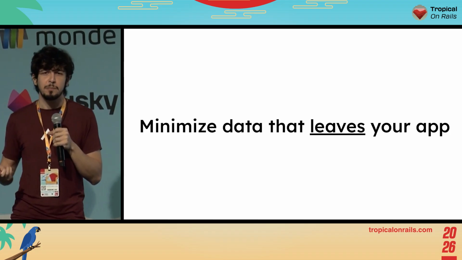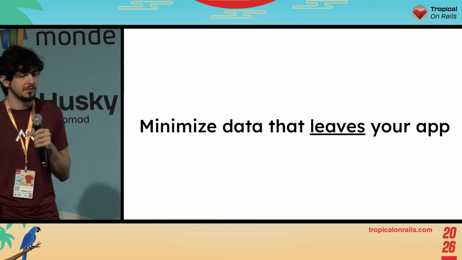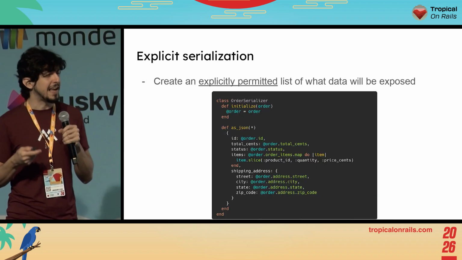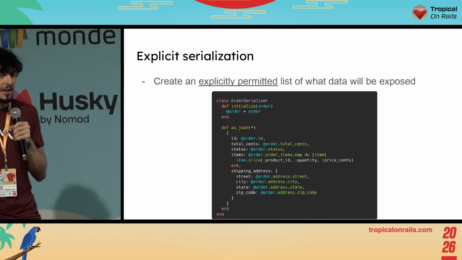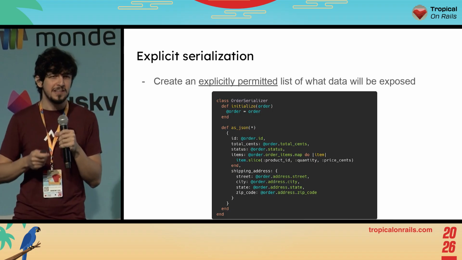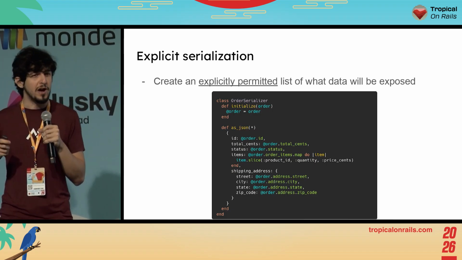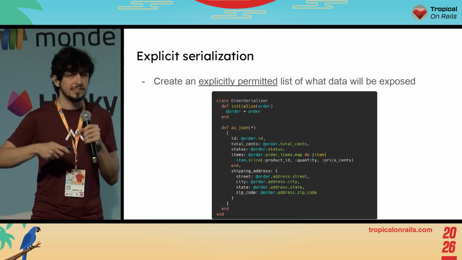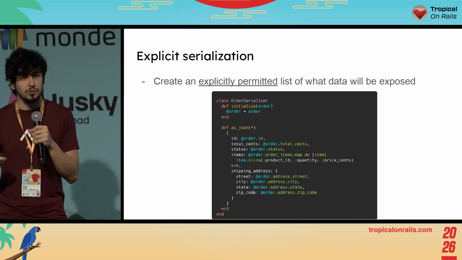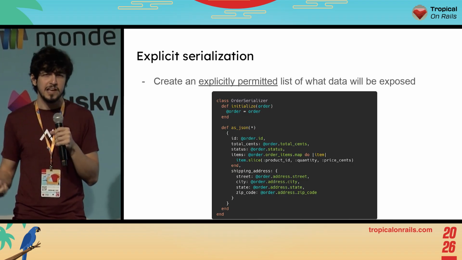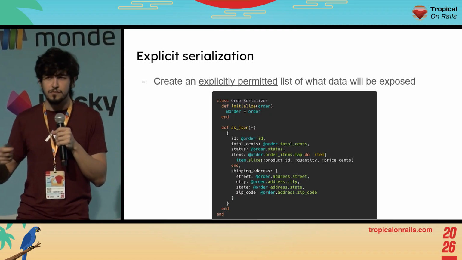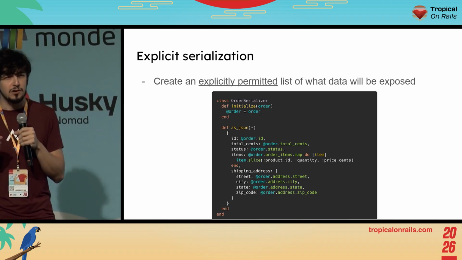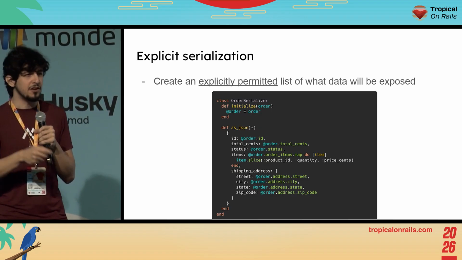After minimizing what enters your app, it's also important to minimize what leaves your app. The main way to do that is using explicit serialization. If you're going to send some data outside of your application at some point, create an explicitly permitted list of whatever is going to be sent outside of the application. For example, let's say we're going to send an order to an outside product or a third party. Don't leave it to Active Record's full serialization to decide what to send. Make it explicit. Control exactly what is going to be sent, the formatting that you want, and anonymize the rest.